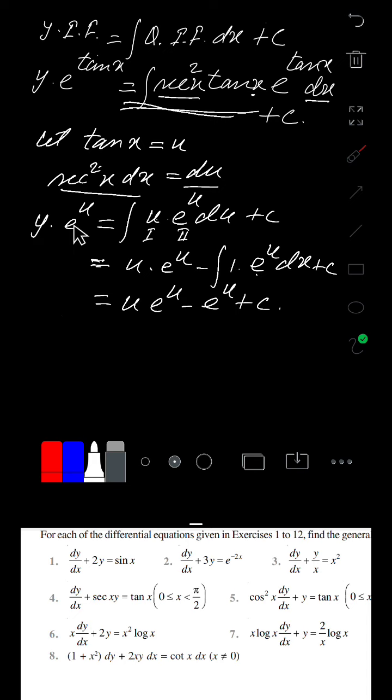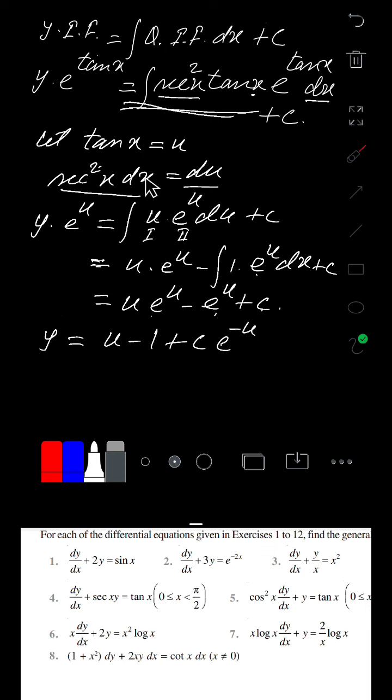Finally, transposing e raised to the power u to the right hand side, it will divide each and every term. So y is equal to, if it divides the first term, we get only u, minus. If it divides the second term, we get only 1, plus. If it divides c, we get c e raised to the power minus u, because c upon e raised to the power u may be written as c e raised to the power minus u.